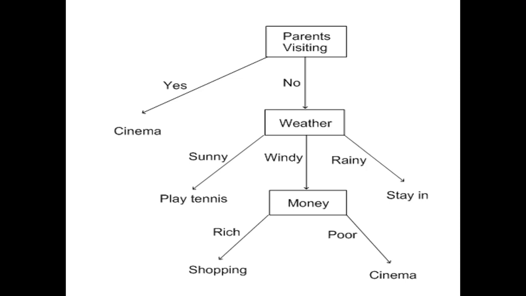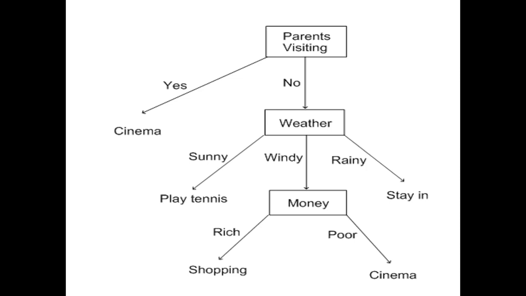One chance is that the weather remains sunny. The other is that the weather gets windy. The third is the weather becomes rainy. When the weather is sunny, if it is like today, I hope it is the same in your place also. In Azizia, it's very sunny. So the student can decide to go for some outdoor games.